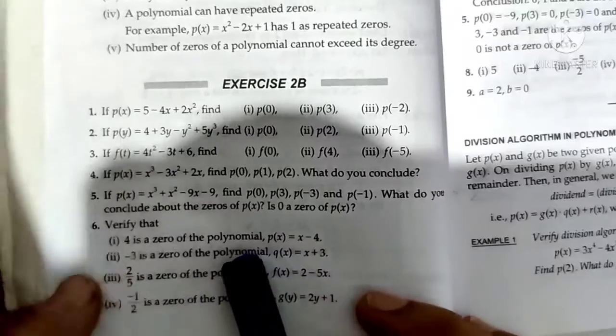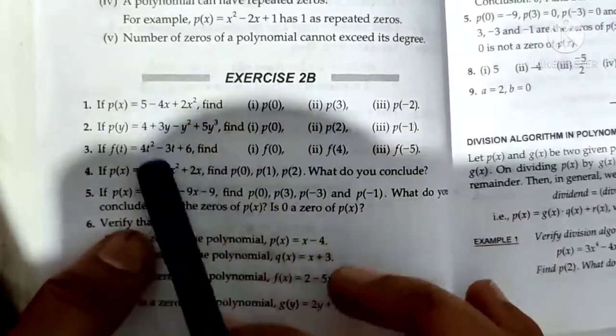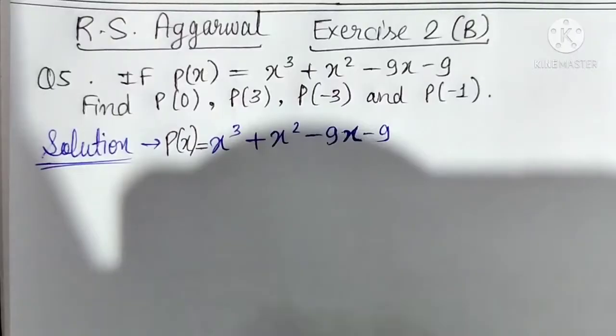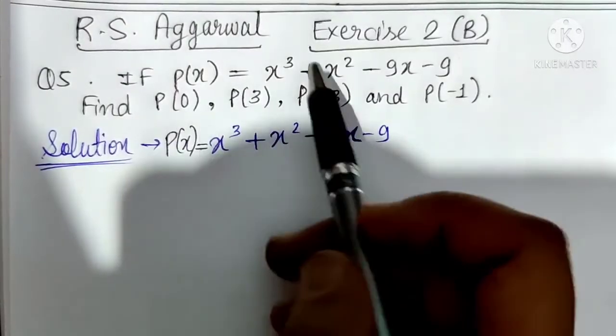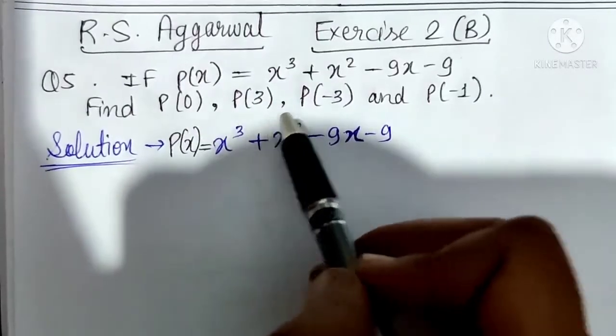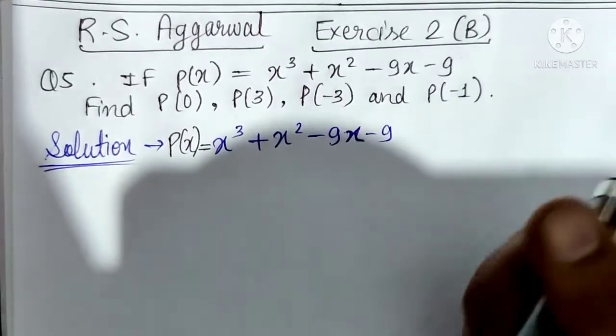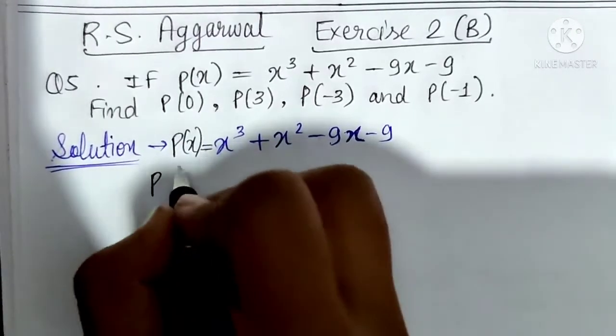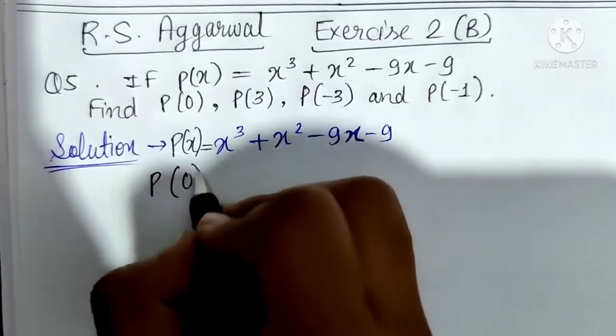So students, we are going to solve question number 5, but you can take a screenshot of questions 1, 2, 3, 4 and solve them by yourself. I have written question 5 here. This equation is given and we have to put the values one by one. First we have to put 0, then 3, then minus 3, then minus 1. So first we write the equation p(x) equals this, and in place of x, first I will put 0 because 0 is given first.